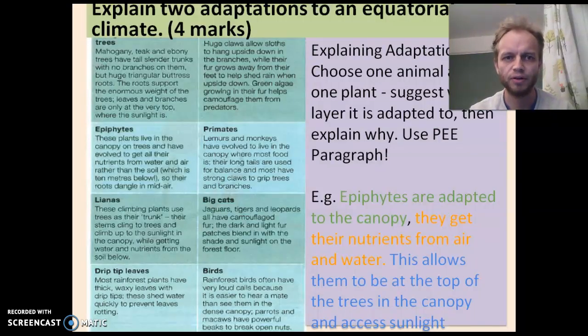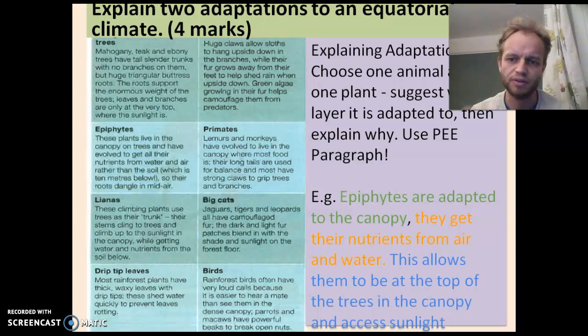Hopefully you've had a good go at this question, but just so that you feel a bit more confident, I've done an example paragraph. I've done epiphytes, which I think are amazing plants. They don't need any sort of soil as such. They don't need to be in the ground like most of our plants do. They actually live in the trees themselves. So epiphytes are adapted to the canopy.